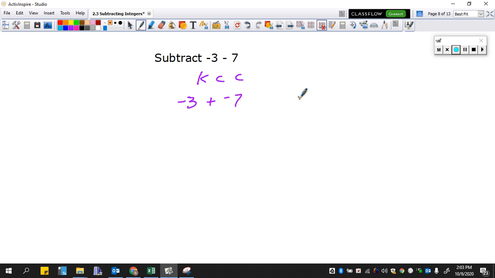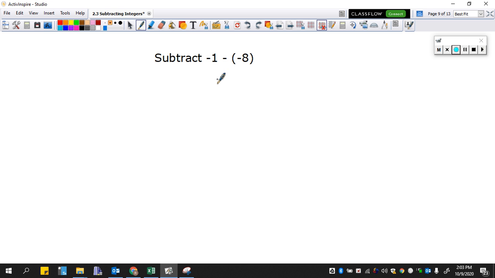All right. So what rule do we use? Well, we notice that they both have the same sign. So we're going to add. 3 and 7 is 10, and give it the same sign, so it becomes a negative 10. So the sign stays the same.